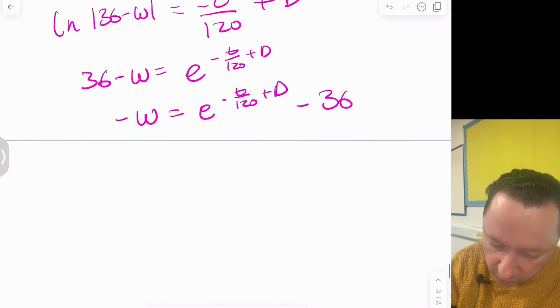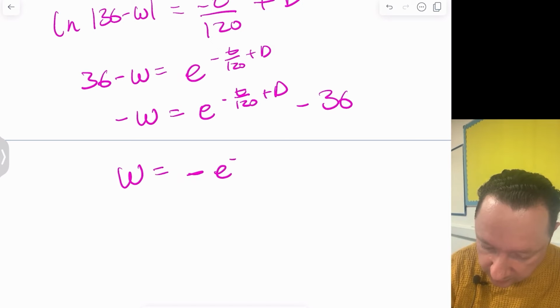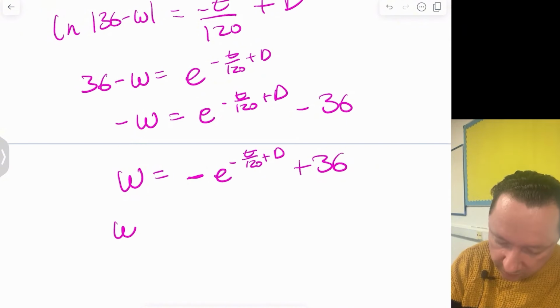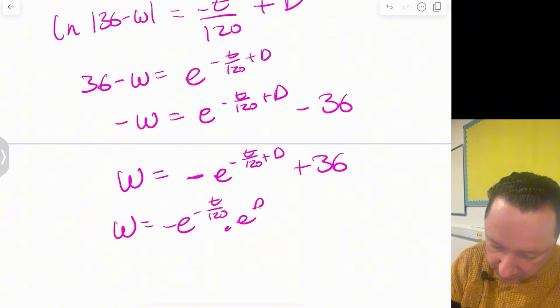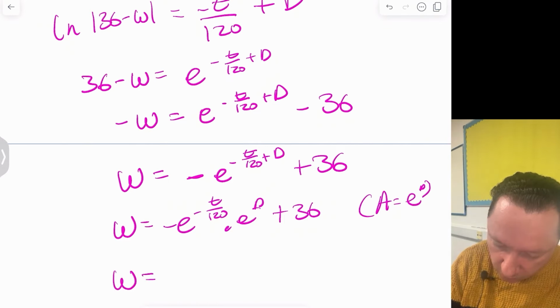And therefore W equals minus e to the minus t over 120 plus d plus 36. So now we can separate our variables out: minus e to the minus t over 120 times e to the d, plus 36. We'll just say, let a equal e to the d. So w equals minus a e to the minus t over 120 plus 36.